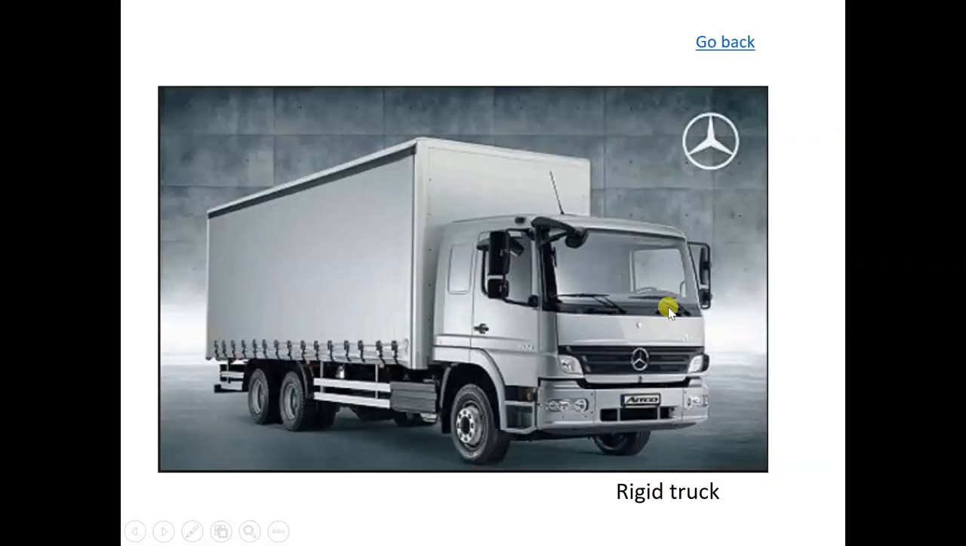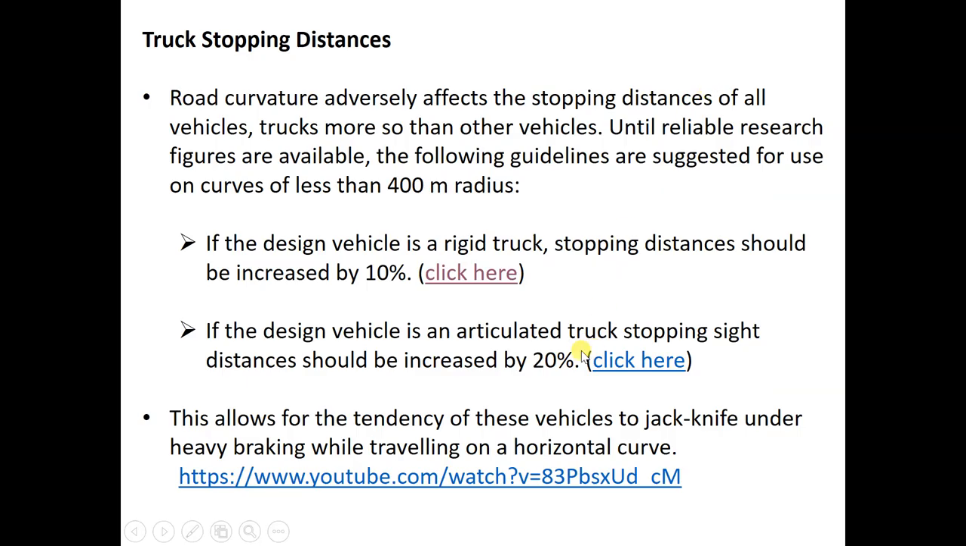What's a rigid truck? This is a rigid truck. The whole truck will turn as one; it's different from an articulated truck. All the axles and wheels are on one fixed body. There's no joint, so that's a rigid truck.